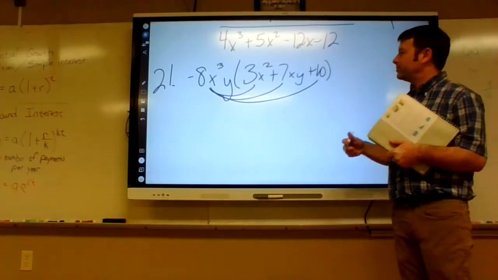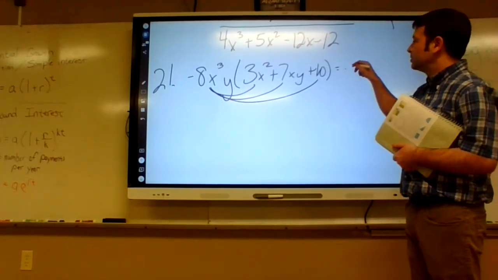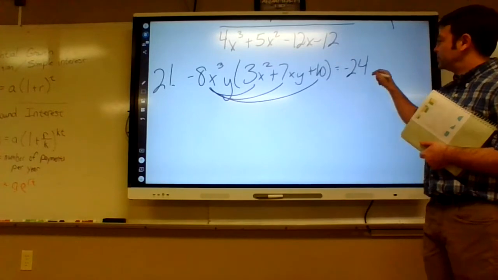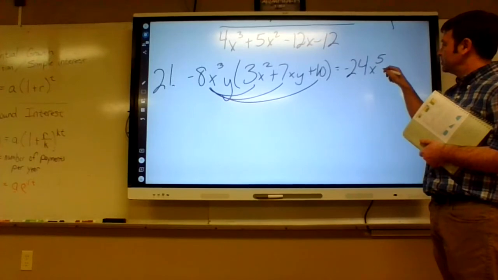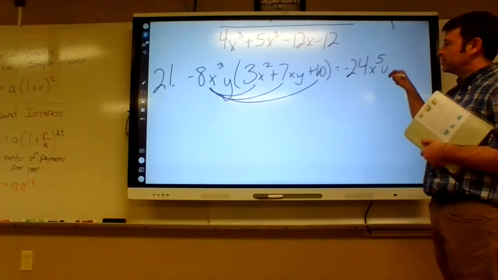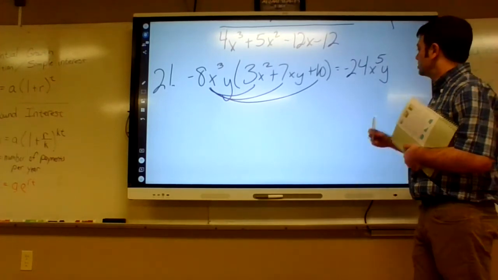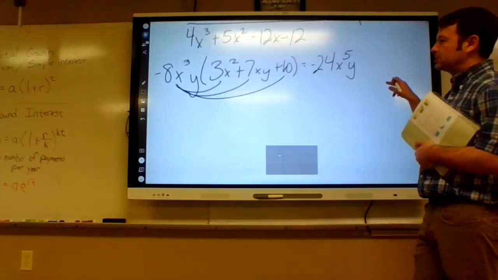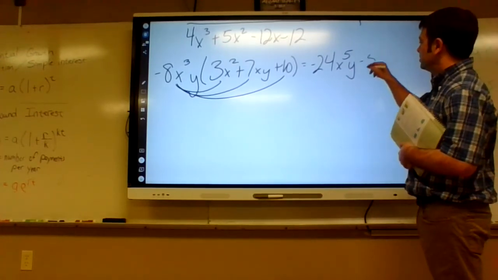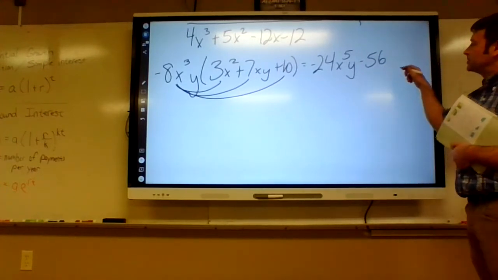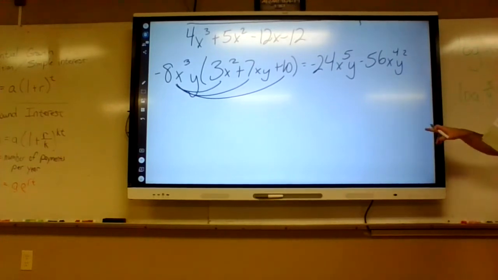Anna, what would the first term become? Minus 24. How many X's do we got? 5 is correct. And how many Y's we got? 1. Okay, how about the second term? Negative 56. How many X's? 2. Okay, and then how about the last term?